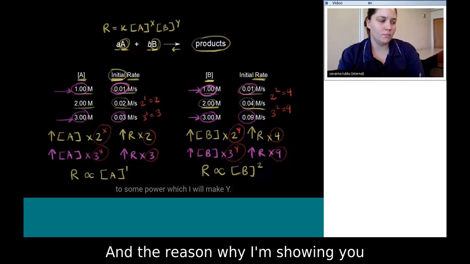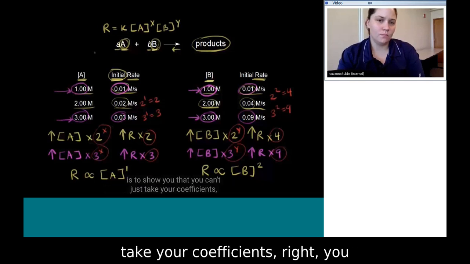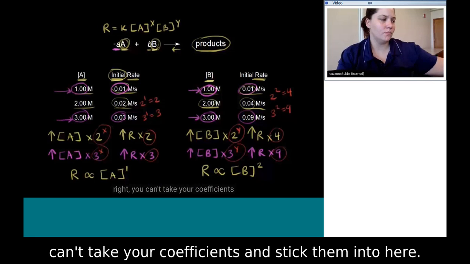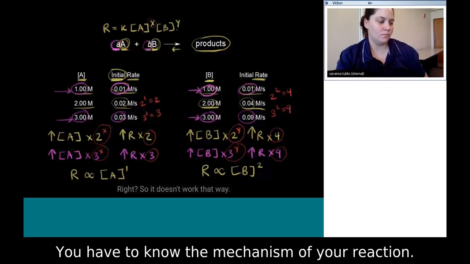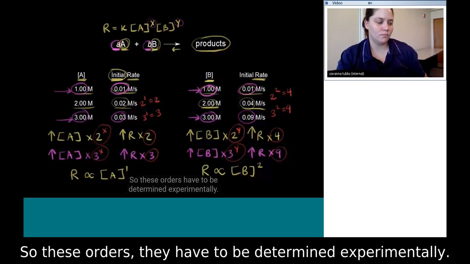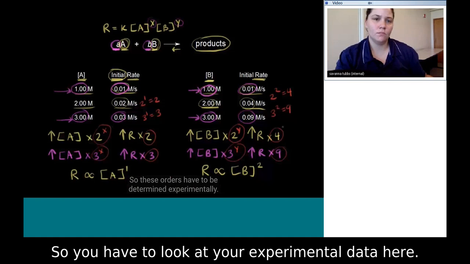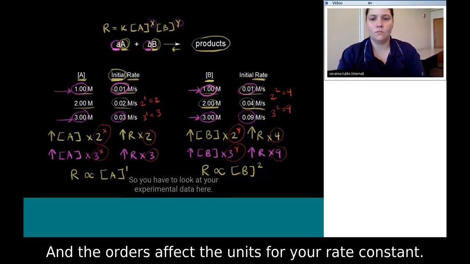And the reason why I'm showing you this is to show you that you can't just take your coefficients and stick them into here. So it doesn't work that way. You have to know the mechanism of your reaction. So these orders have to be determined experimentally. So you have to look at your experimental data here. And the orders affect the units for your rate constant.